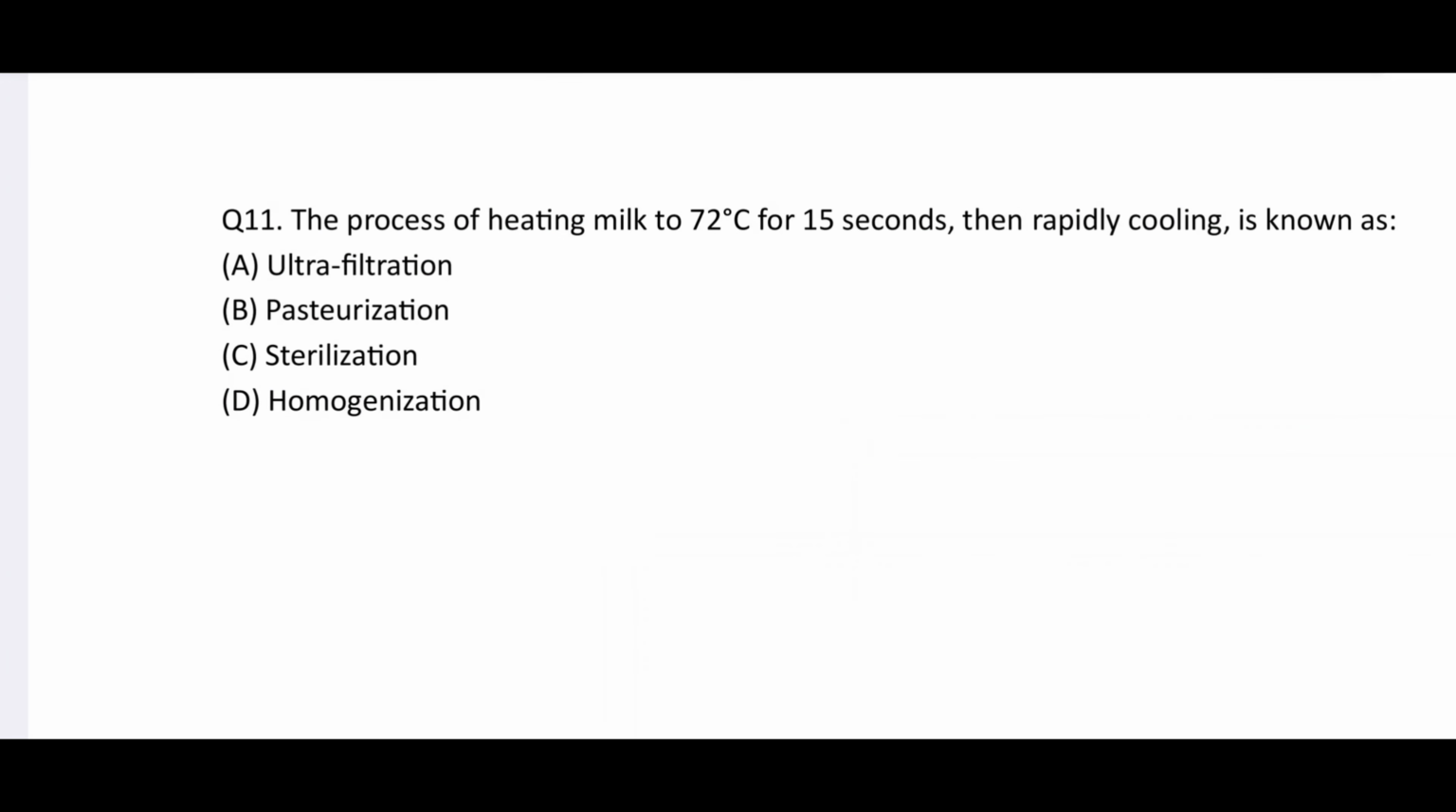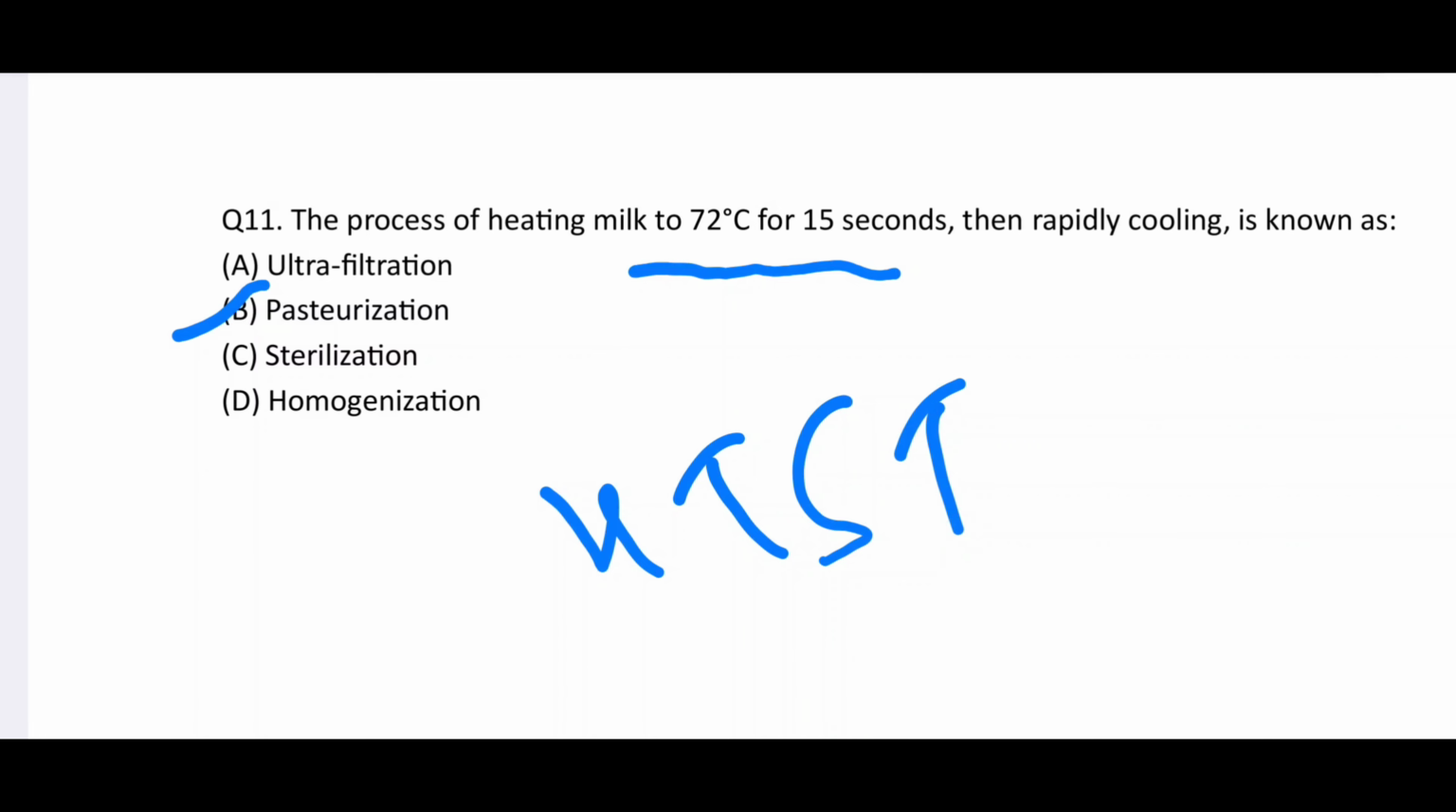Option C. Next question is, the process of heating milk to 72 degrees Celsius for 15 seconds then rapidly cooling is known as. This is known as pasteurization, and particularly for this temperature and this much time, it is called HTST, high temperature short time.